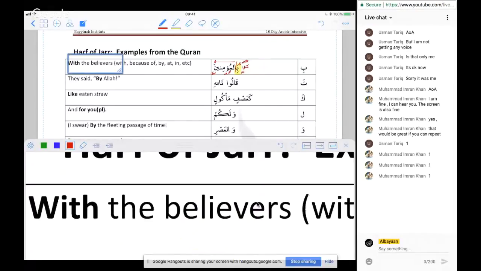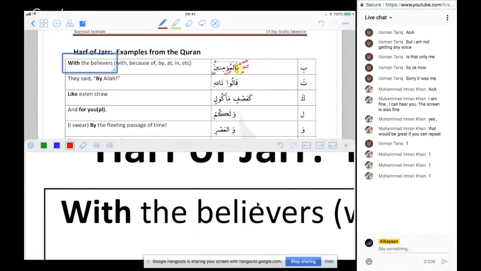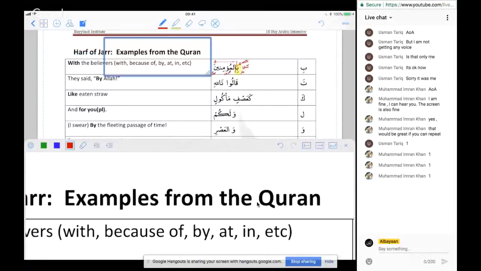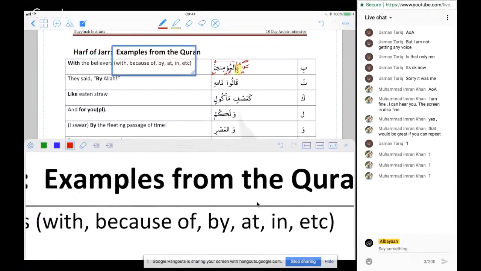These hurufs are not literally translated, because in English you have to make sense. You need to make sense of it, but what it really means in English is in terms of making sense.